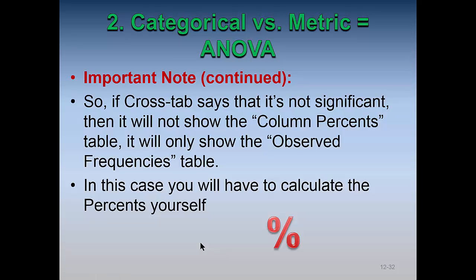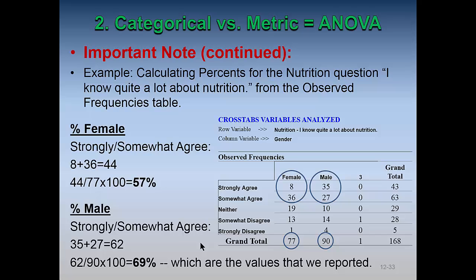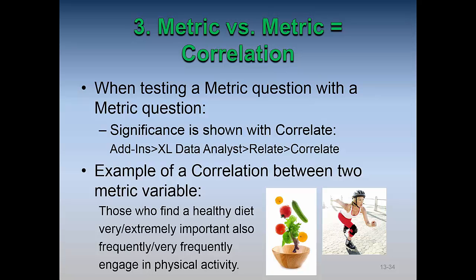And also, as I was telling you, usually ANOVA or crosstab gives you column percents. But sometimes if it doesn't think it's significant, it doesn't give you column percents. In that case, you can calculate the percents yourself. So for example, here's the formula for calculating percentage if you needed to. And in the next video, we'll go over the last example, which is metric versus metric.